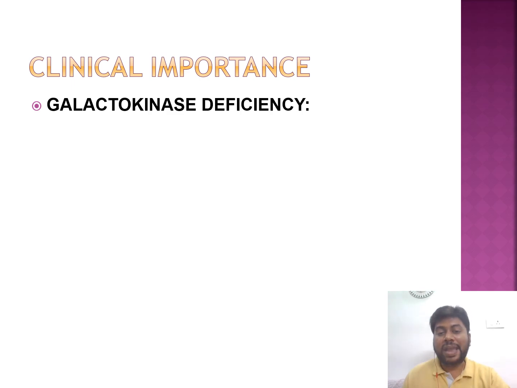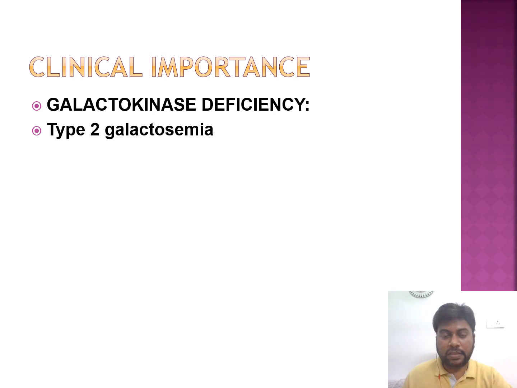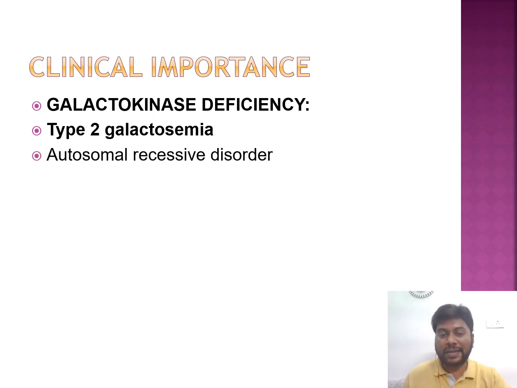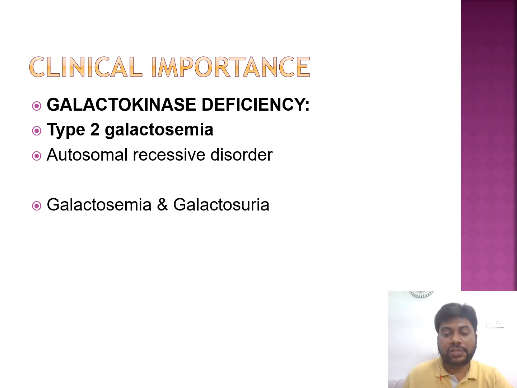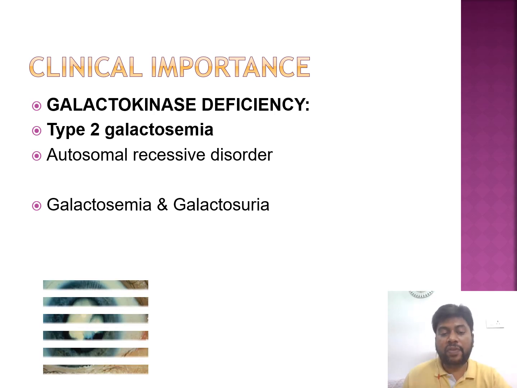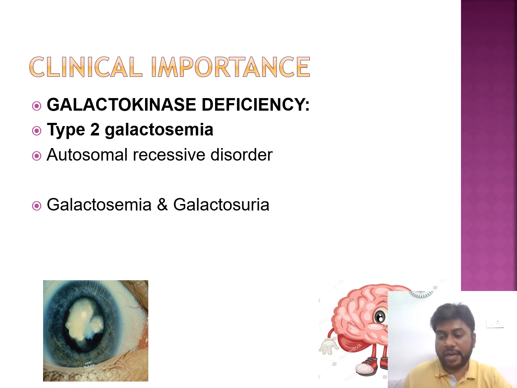When the enzyme galactokinase is deficient, we call it type 2 galactosemia. In this autosomal recessive disorder, when galactokinase is deficient, galactose cannot be metabolized in our body. So it accumulates in the blood and is excreted in urine, leading to galactosemia and galactosuria. In addition, the patients typically have cataracts and mental retardation.